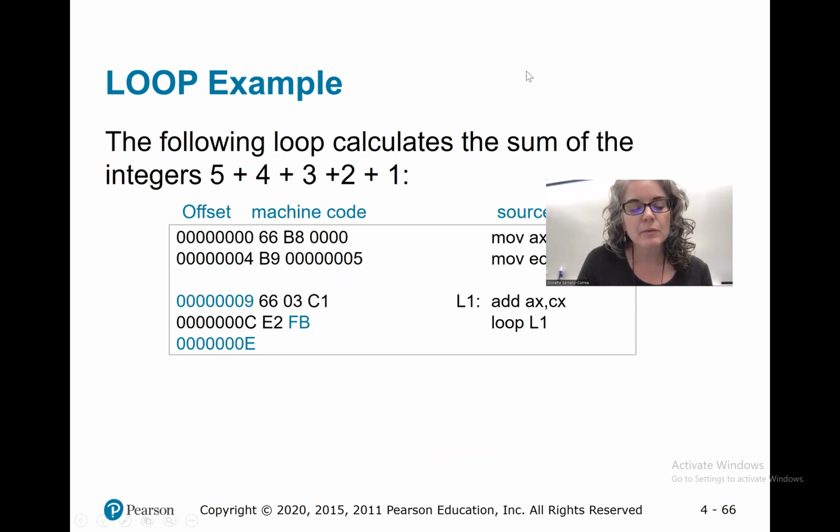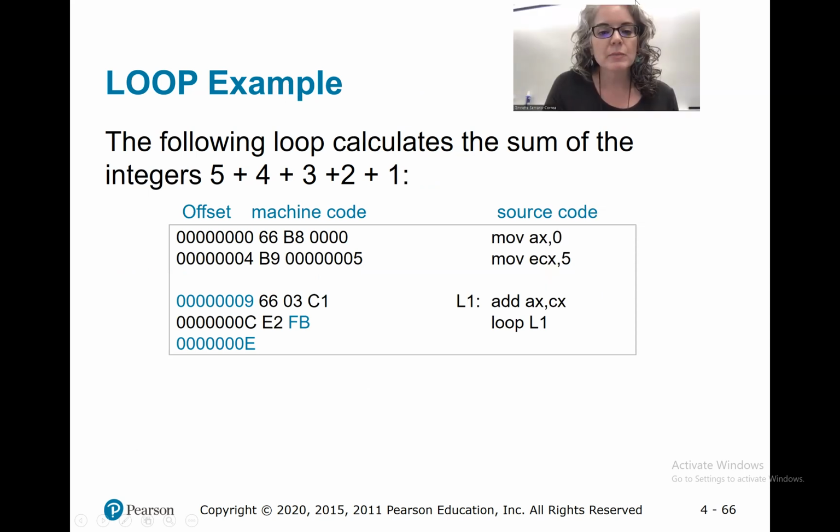So here's an example. This is an example of adding the integers 5, 4, 3, 2, 1. So we move 0 to AX. AX is going to be our accumulator. 5 is moved to ECX. ECX is our counter. So this loop is going to iterate 5 times.